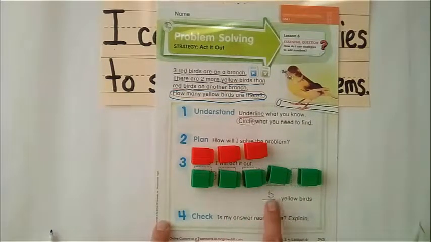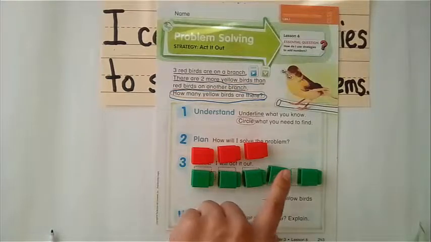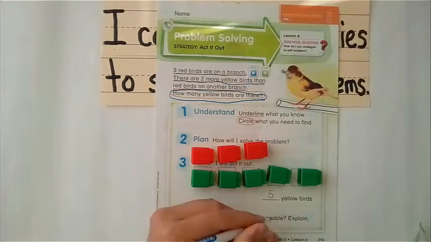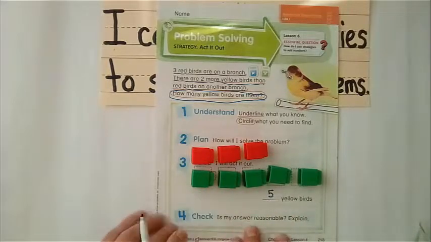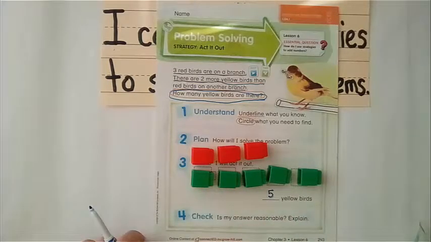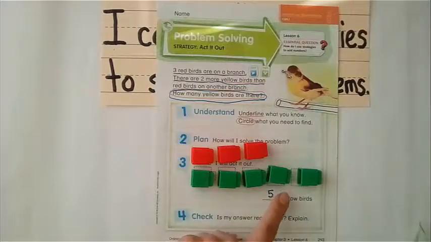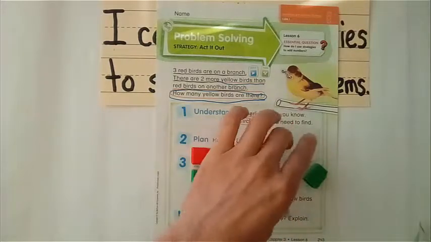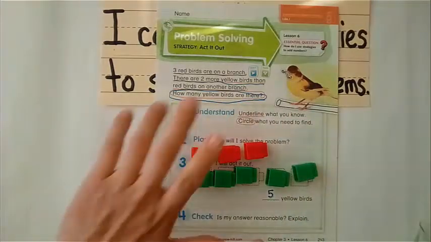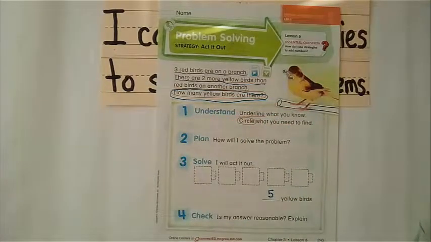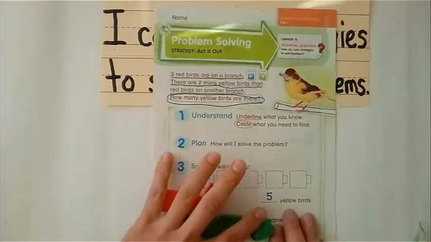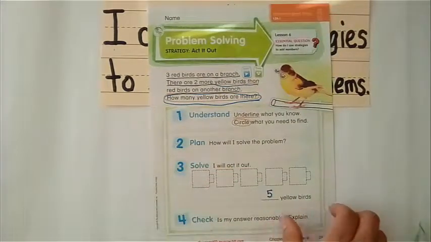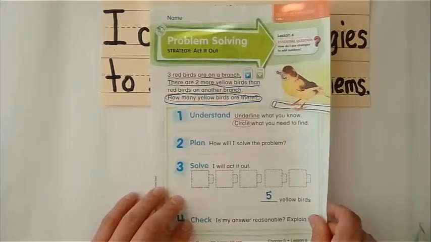So how many yellow birds are there? Well, 1, 2, 3, 4, 5. There are 5 yellow birds. Okay, does that make sense? Yes, it does, because that means that there's 2 more of these birds than these. So I used my blocks and I used my brain to make a picture in my head and visualize what I had. Okay, let's try another one.